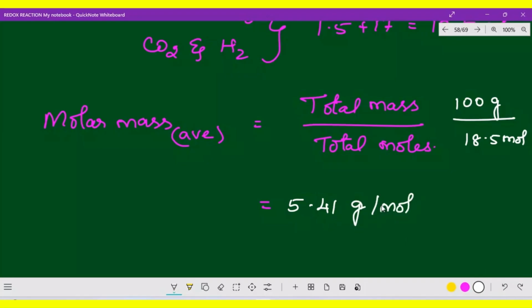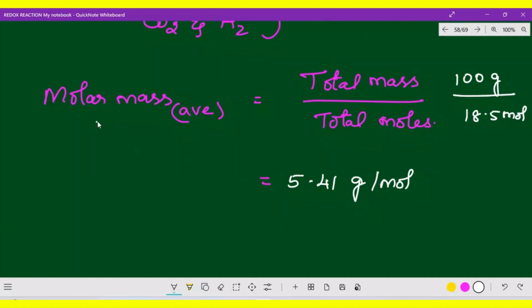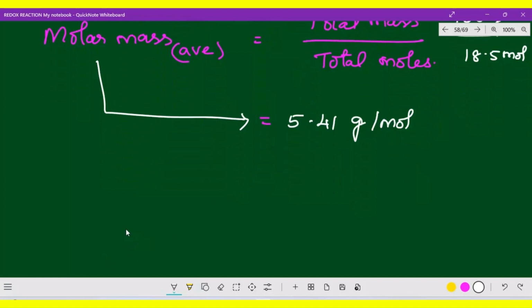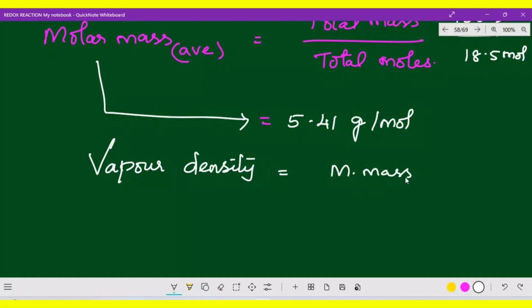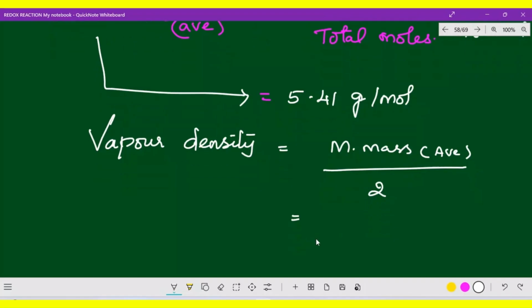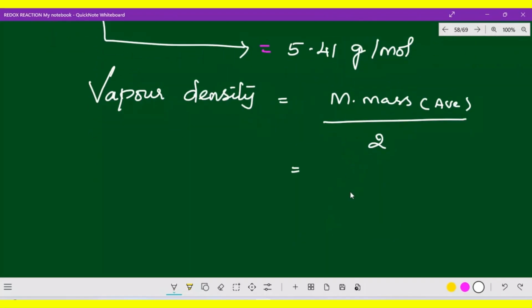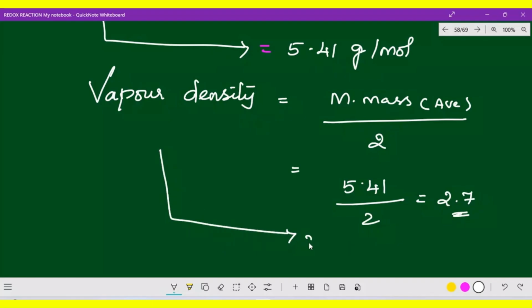Right, now here they are mentioning vapor density. This is actually the molar mass, the average molar mass, here 5.41 gram per mole. Now vapor density is equal to the average molar mass divided by 2. That is a formula, no? The average molar mass is 5.41. So 5.41 divided by 2, you will get 2.7, right? So this is the answer. The vapor density is 2.7.